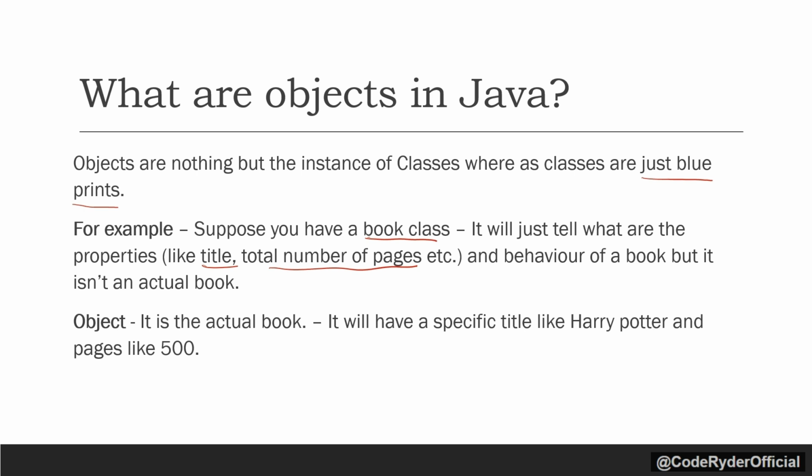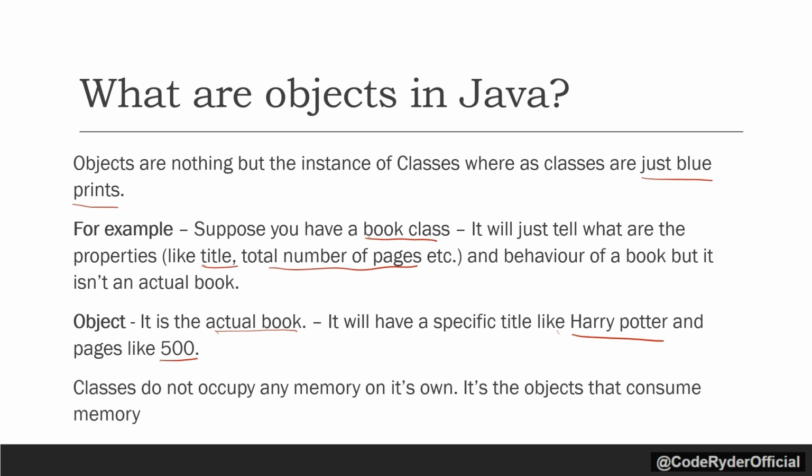Consider an object as an actual book. This actual book will have values. Say for example, the title is Harry Potter and the total number of pages is 500. I hope the class and object concept is clear to you. And one more thing is that classes do not occupy any memory on their own. As I clearly mentioned, these are just the blueprint. It is not storing anything. Objects are actually storing the values. Therefore the objects consume memory, classes don't.